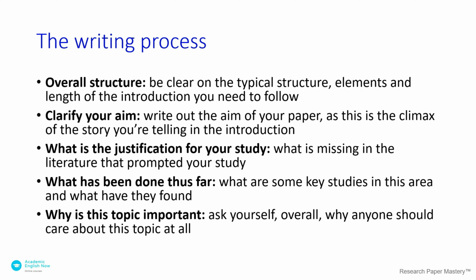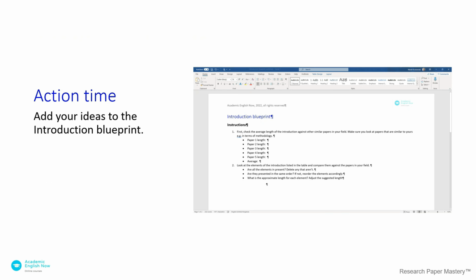So as you can see, we're reverse engineering things here, because as I said, it's really helpful to start by understanding who the main character of your story is. What is the climax, which is your aim? And then from that, it's much easier to build the other elements and maintain coherent flow.